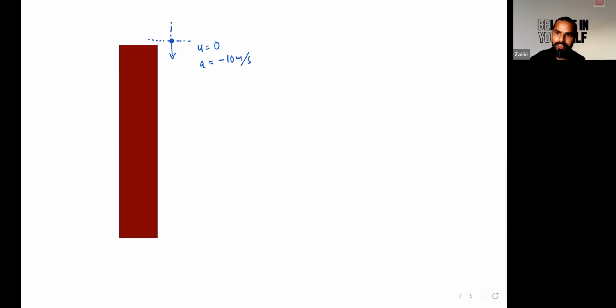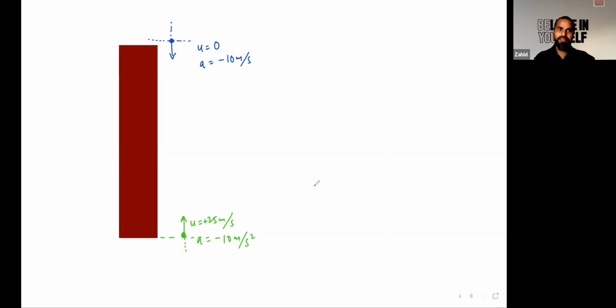At the same instant of time, another ball is thrown upward like this, at some initial velocity, u is equal to 25 meter per second. Take this particular point to be origin. So the velocity initially is in upward direction, so it will be positive. Gravity always acts in down direction, so a would be minus 10 meter per second square.